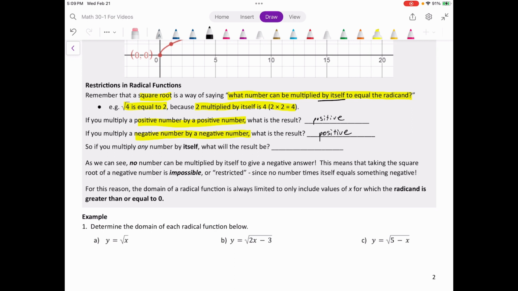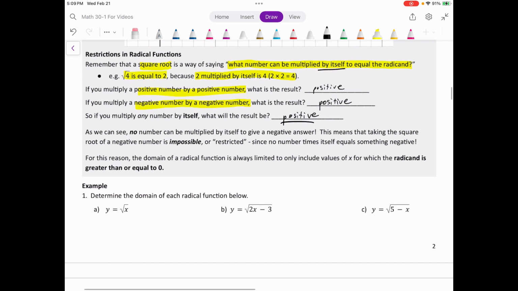So we've kind of tried both ways you could multiply a number by itself, right? If you multiply a positive number by itself, you're doing a positive times a positive. If you do a negative number by itself, you're doing a negative times a negative. And either way, for both of those possibilities, you end up with a positive answer. So if you multiply any number by itself, what will the result be? Positive. There's no way to take the square root of a negative number because nothing times itself could ever be negative. If we square a negative number, we get a positive answer. If we square a positive number, we get a positive answer as well. So no number can be multiplied by itself to give a negative answer.